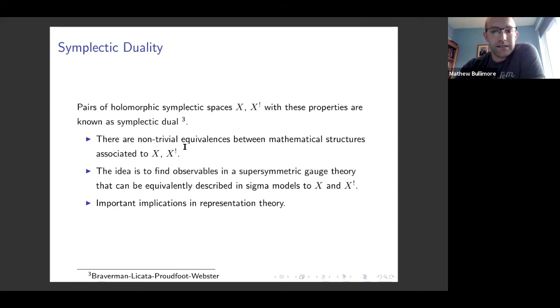And the basic idea is that if you can find observables that you can describe equally well from the perspective of a sigma model to the Higgs branch and a sigma model for the Coulomb branch, that's going to give you a non-trivial equivalence of some interesting mathematical structure associated to those two spaces. And so this idea is called symplectic duality, and it has important applications in representation theory. And it's an active area of research, trying to understand various mathematical constructions that you can attach to these two spaces that are equivalent in a non-trivial way.